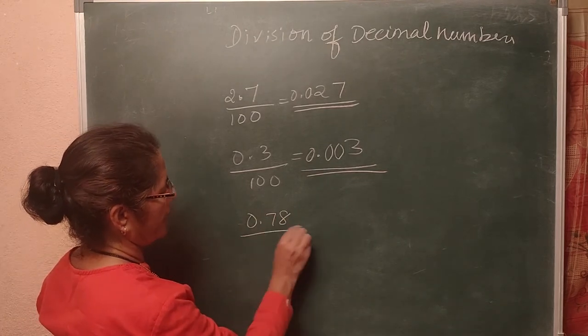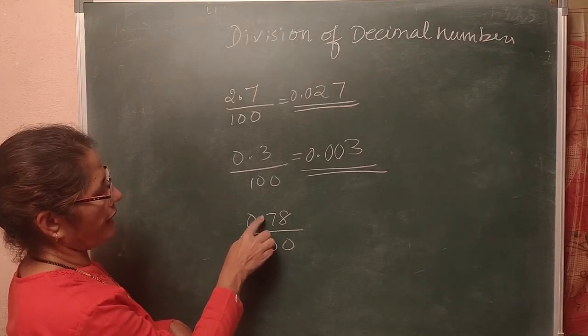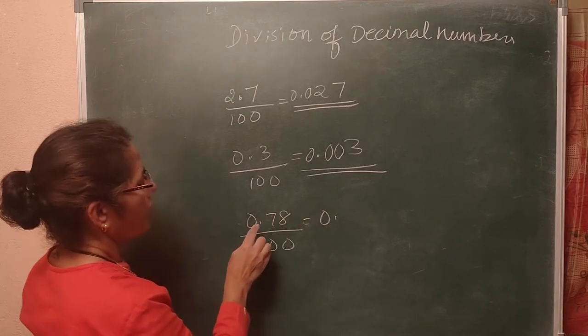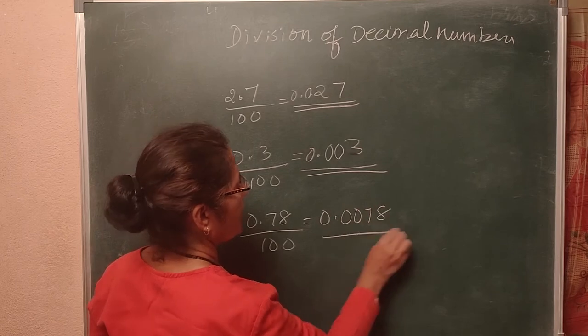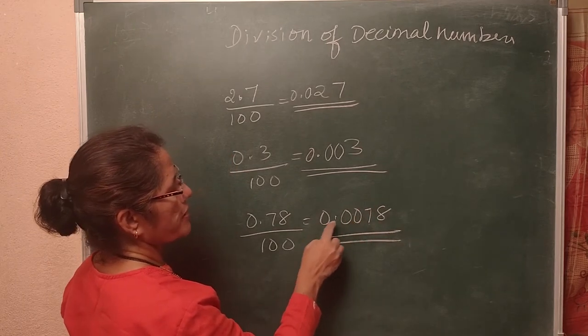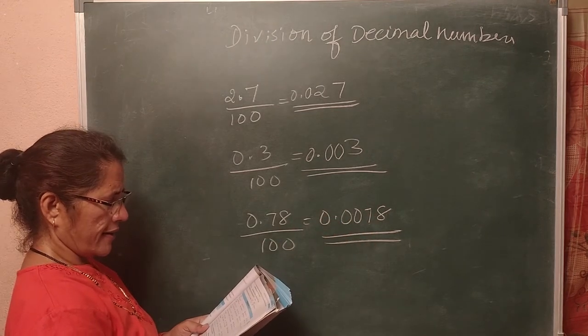0.78 divided by 100. It was here. It is here. Now I have to move this side. So, 0. How many zeros? 00078. Am I right? See, it was here, 1, 2. So, 0.0078. Let me go to the last question.